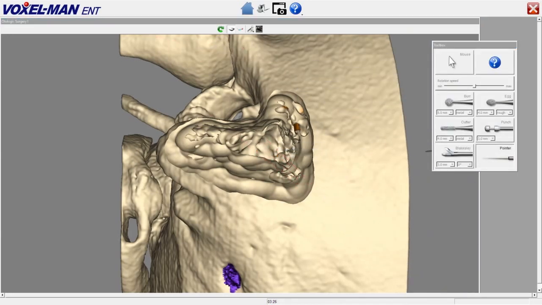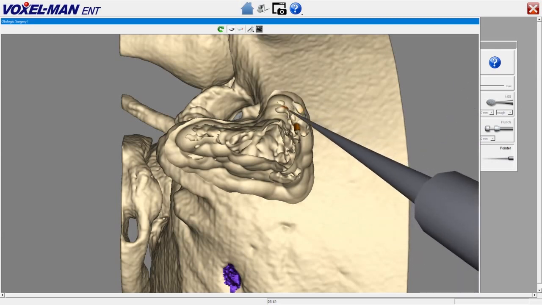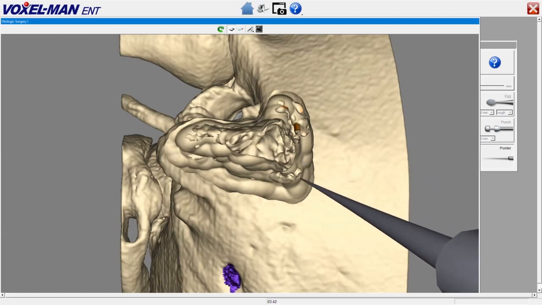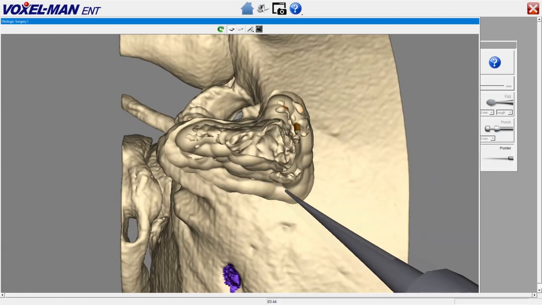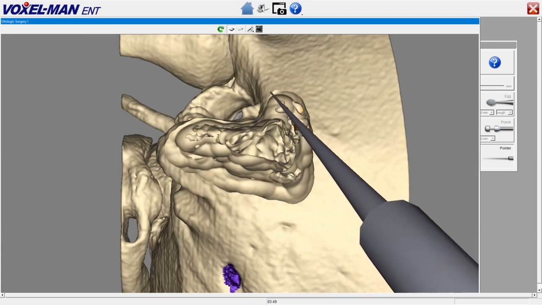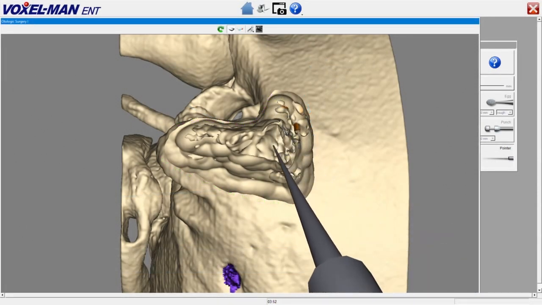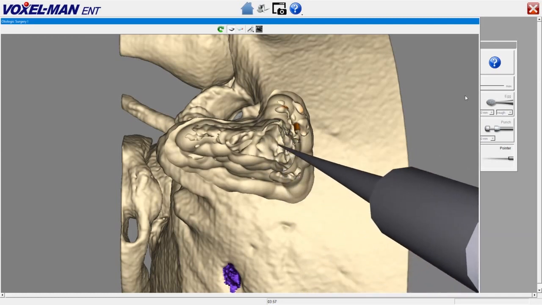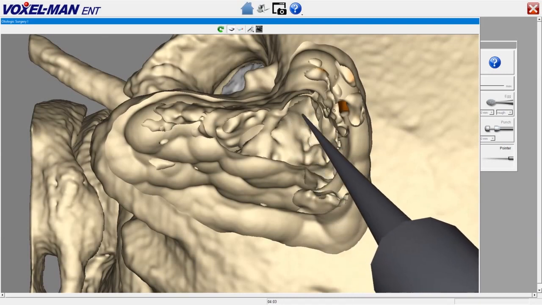Here now are the three boundaries of your cortical mastoidectomy. Superiorly is the bone covering the tegmen. Posteriorly is the bone covering the sigmoid sinus. And anteriorly is the bone of the posterior ear canal. In the medial wall of the antrum, you can make out the curve of the lateral semicircular canal protruding outwards. This completes the basic cortical mastoidectomy.